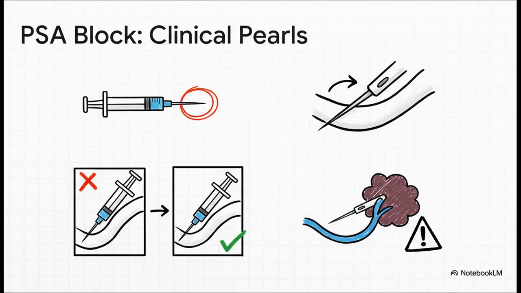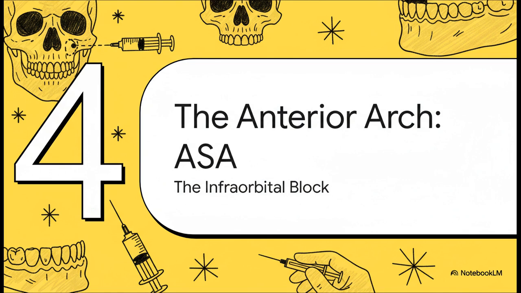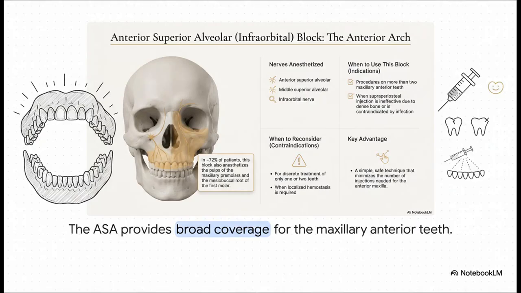just so critical. All right, let's move forward in the mouth now and tackle the anterior arch. We're going to do that with the ASA, or the anterior superior alveolar block. This one is a wonderfully simple and safe technique that covers a really broad area. The ASA block is just fantastic for when you're working on more than a couple of maxillary anterior teeth. It reliably gets everything from the central incisor all the way back to the canine.